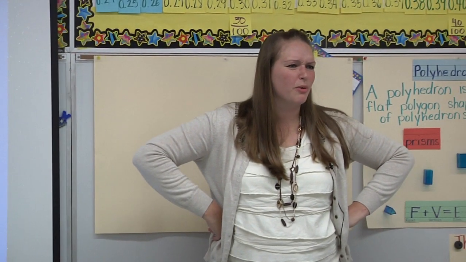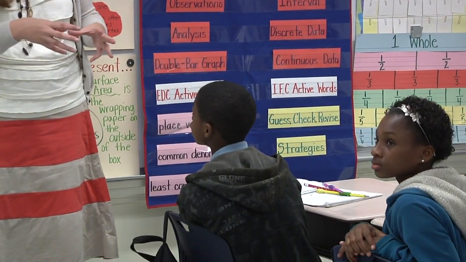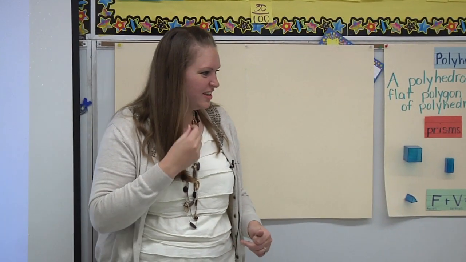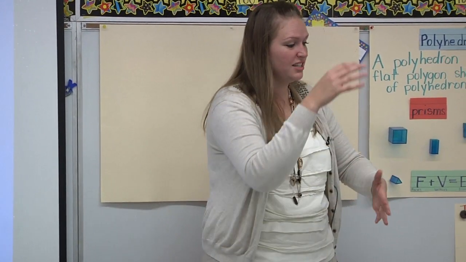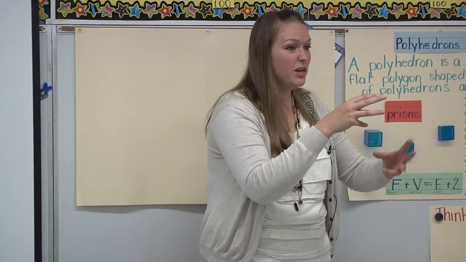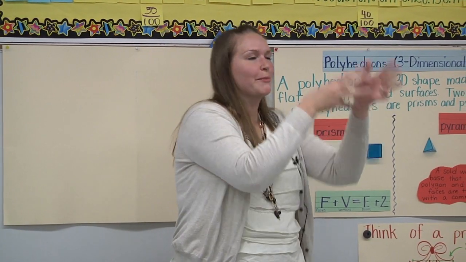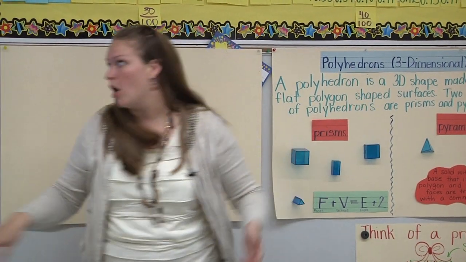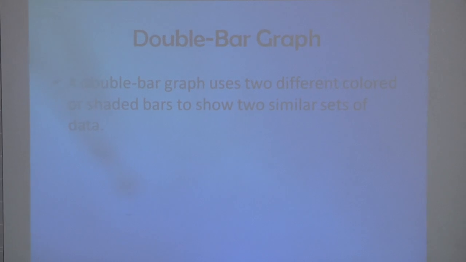Next one, a double bar graph. When would we use a double bar graph? Andre? To compare two things. Oh, to compare two things. Okay, so maybe, can you think of an example? Okay, who likes dogs and cats? And maybe you break it down by how many girls and boys like cats? That could be awesome, guys. So you use it to compare two different similar sets of data.